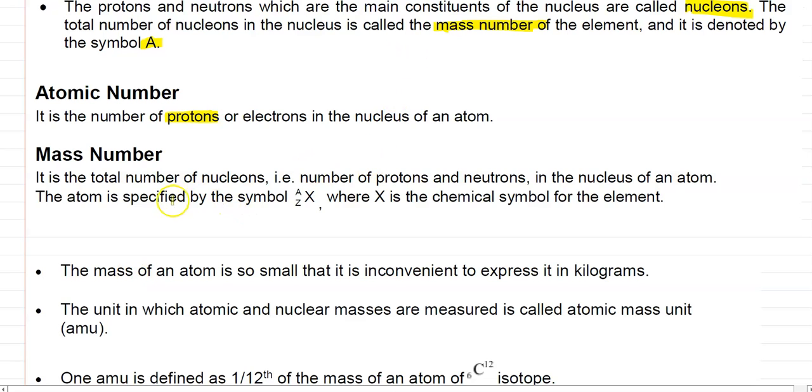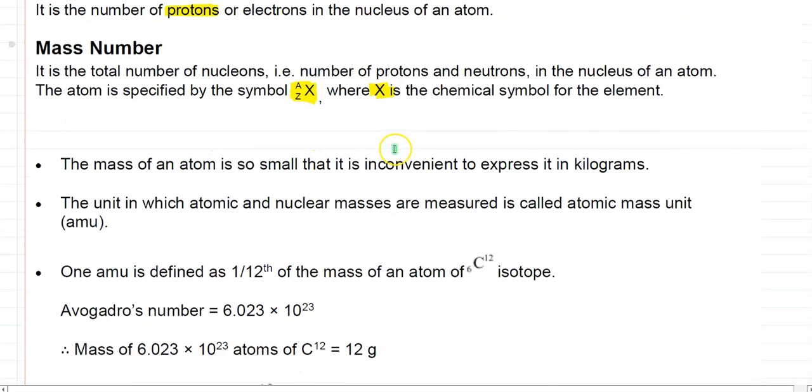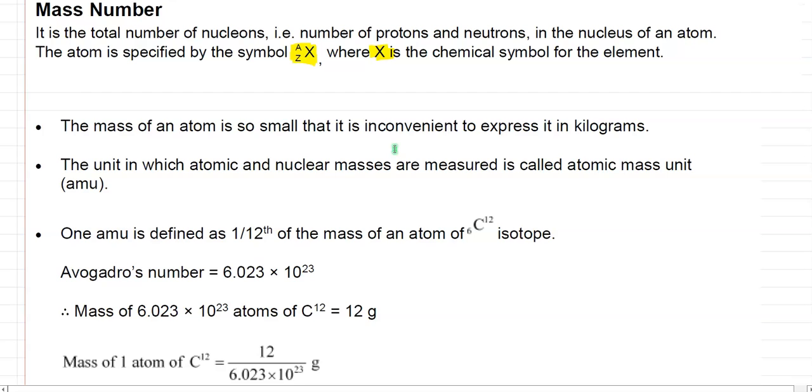The atom is specified by the symbol X with A and Z. A is the mass number, Z is the proton number or atomic number. X is the chemical symbol of the element. X may be hydrogen, H. For hydrogen, X will be H, for helium, X will be He, and for iron, X will be Fe, like that.